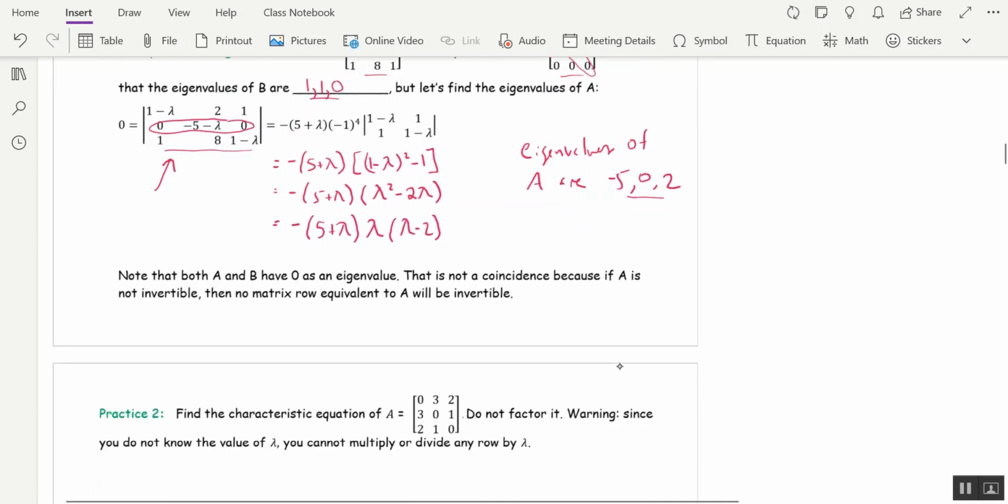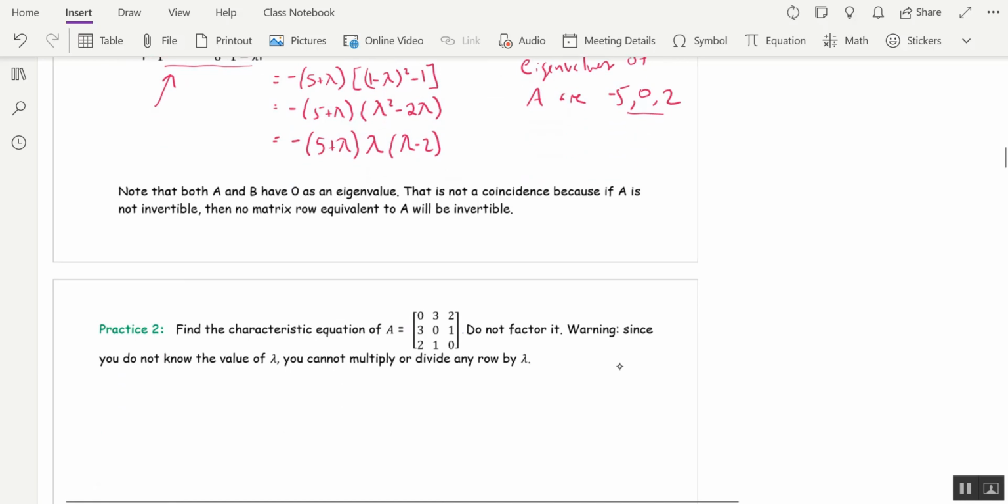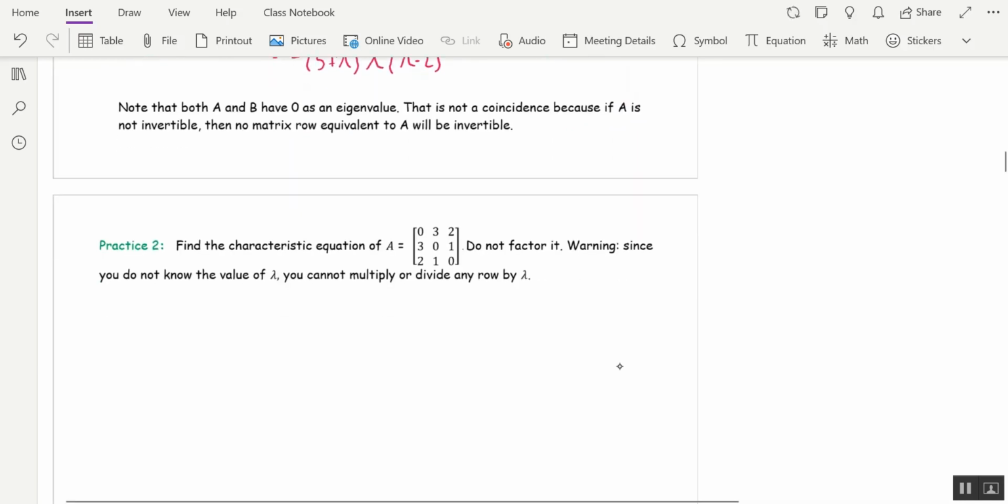You're going to compute the determinant of A minus lambda I. Now, I'm not going to go through the solution of that because that is on the last page. So you should pause the video, do that, and check your answer.